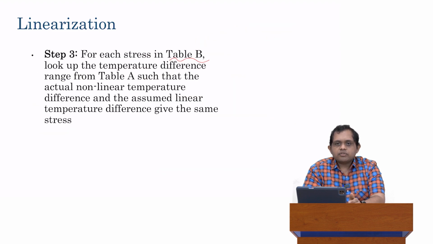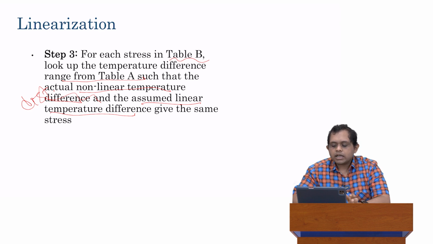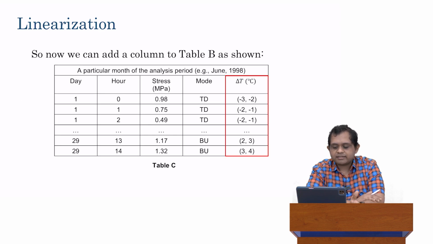Okay, so for each of these total stresses calculated in table B, look up the temperature difference range from table A such that the actual nonlinear temperature distribution and the assumed linear temperature difference give the same stress. Let me explain that by showing you this example. This is very similar to table B, except I just added one more column. Here for each hour, I calculated the stress. I also checked what type of stress I have. Is it top down or bottom up?